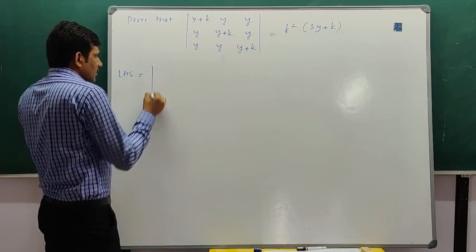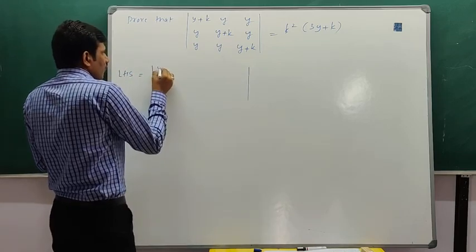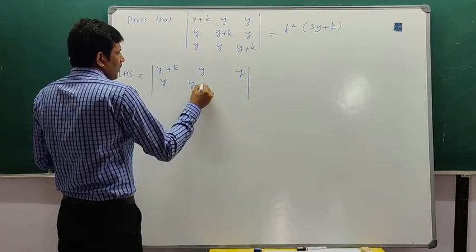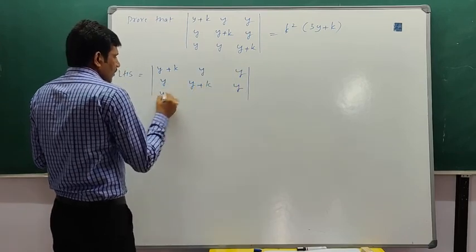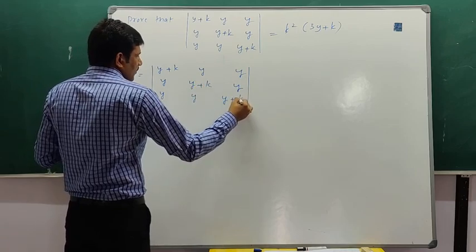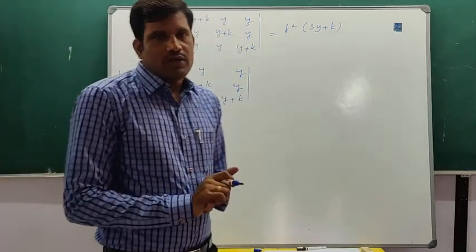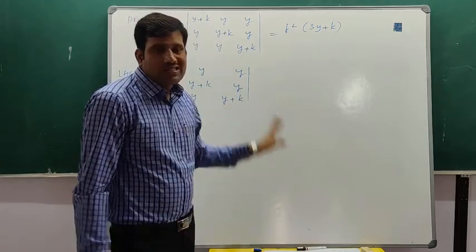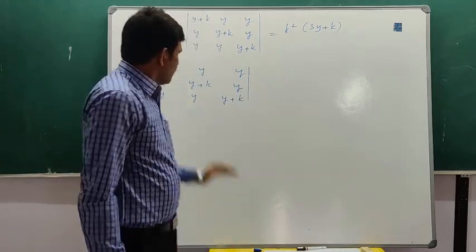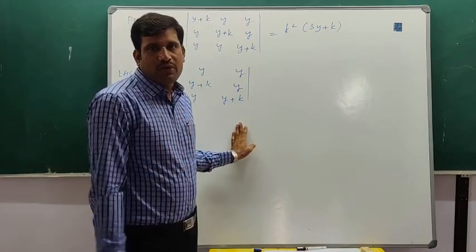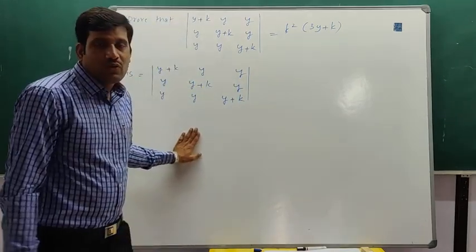So what is the left hand side? That is the determinant of [y+k, y, y; y, y+k, y; y, y, y+k]. Here, I already told you, first you go for note 1. Check if all the elements in any row are equal to 1. Here there is not, right? Then check if all the elements in any column are equal to 1. No. So then go for the third note.